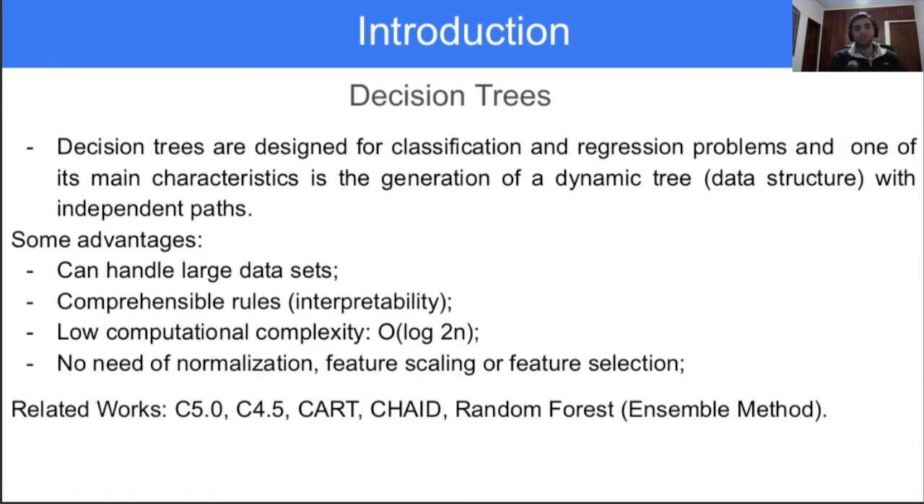Well, decision trees are designed for classification and regression problems, and one of their main characteristics is the generation of a tree as a data structure with independent paths. Some advantages are that it can handle large datasets, and it is a lightweight algorithm, since decision making can be done by rules. The rules are comprehensible. Also, we have a very low computational complexity, and there is no need for normalization, feature scaling, or feature selection. Some related works are the C5.0, C4.5, CART, Scikit, and the Random Forest, which is an ensemble method.